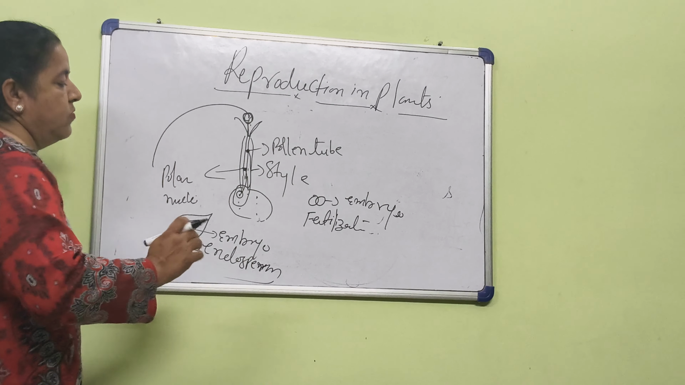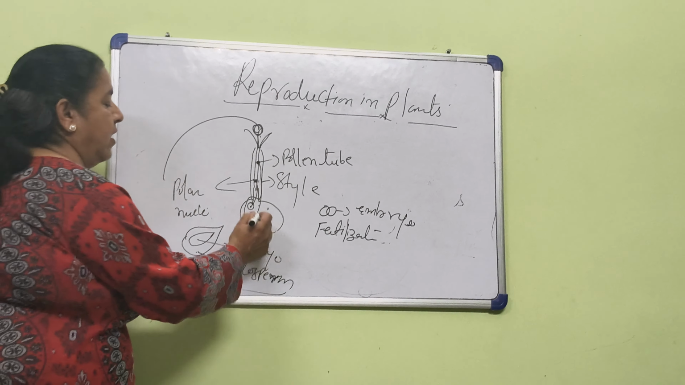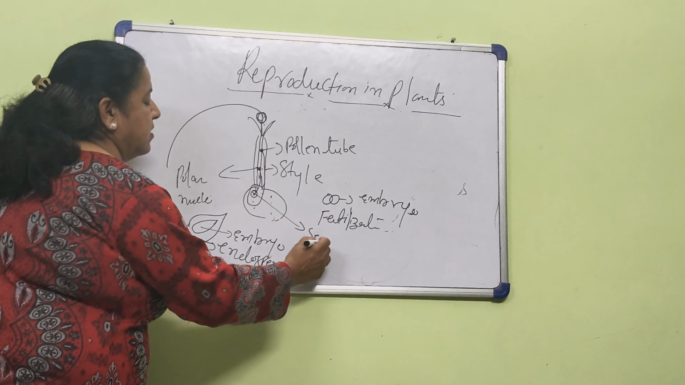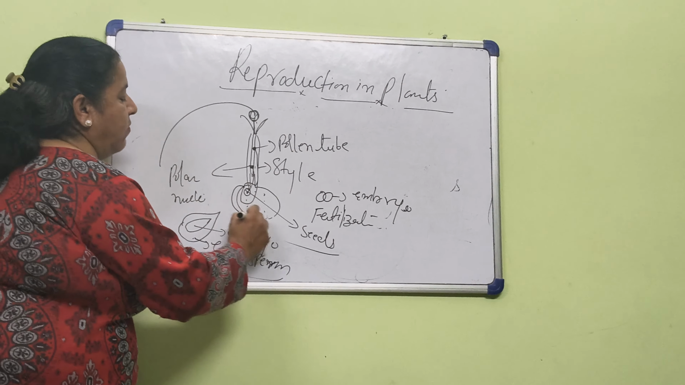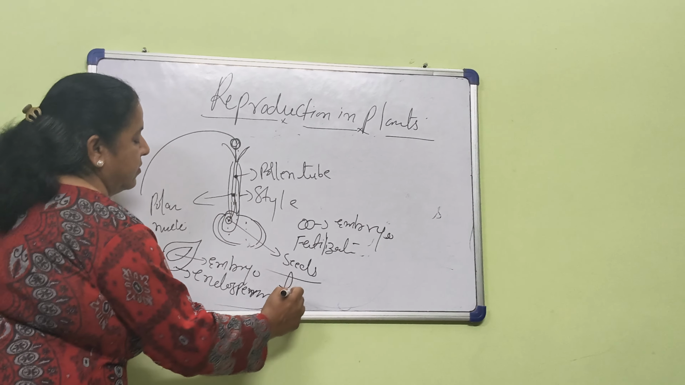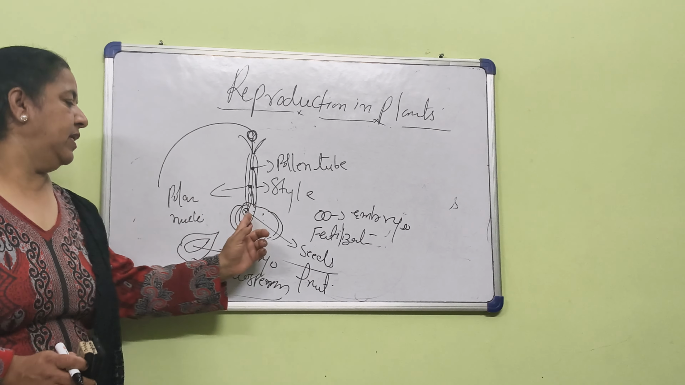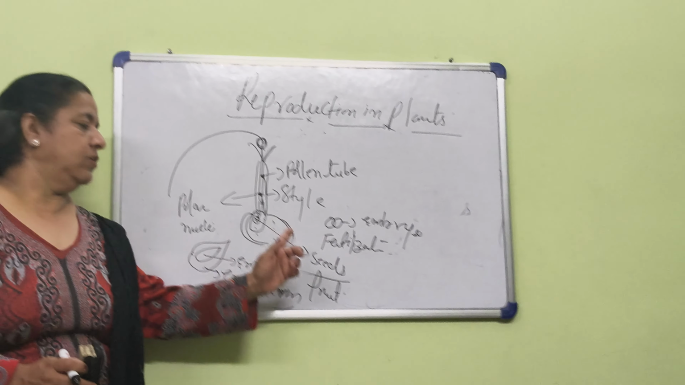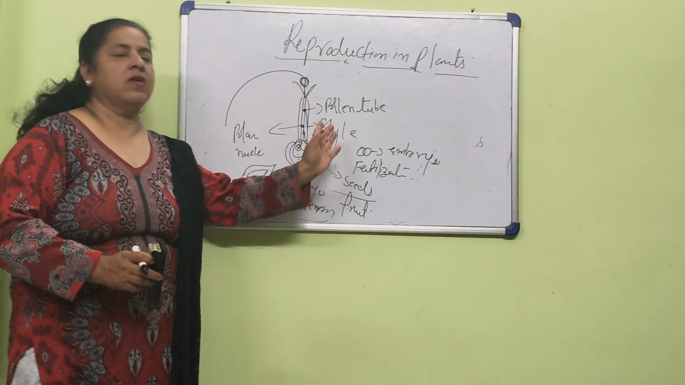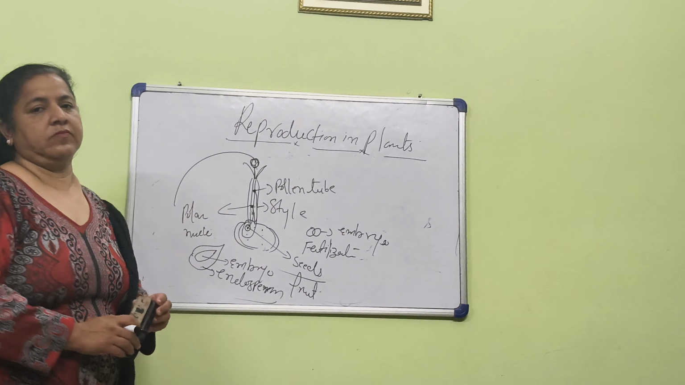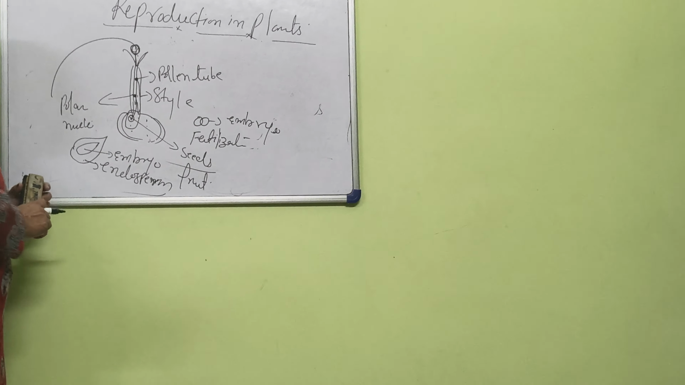Okay, beta? So the final result is that these ovules are converted into seeds after fertilization, and this ovary will convert into fruit. Okay, clear beta? After fertilization, the ovule will convert into seed and the ovary will convert into fruit. This is called double fertilization. So fruits are formed by this process. Clear? Thank you.